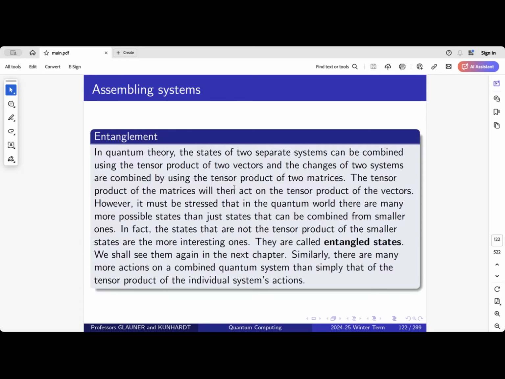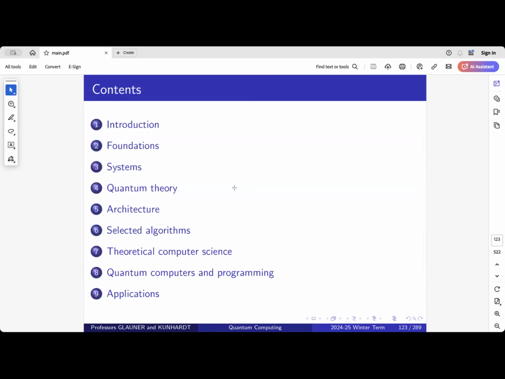So with compositing systems, and this is something that will come across in quantum mechanics in greater detail, with these entangled states, you can actually have more complex states that cannot be described by these two individual systems. But we'll see this in the next chapter. It's just a quick teaser. But entanglement will also prove to be very helpful for quantum computing.